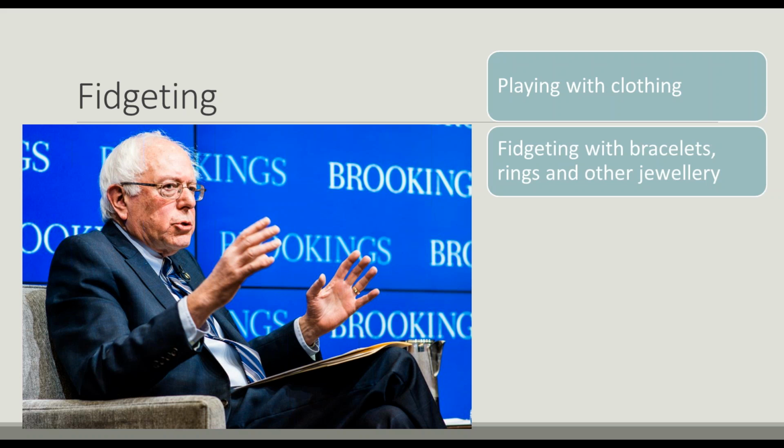Fidgeting with bracelets, rings and other jewelry. So I have a watch and I have a copper bracelet. And if I play with it, my wedding ring, and I see people and they just go around and around with their ring. Any jewelry that you have, be aware of it and don't play with it. My gold chain, just thought I'd play with it just a little bit.